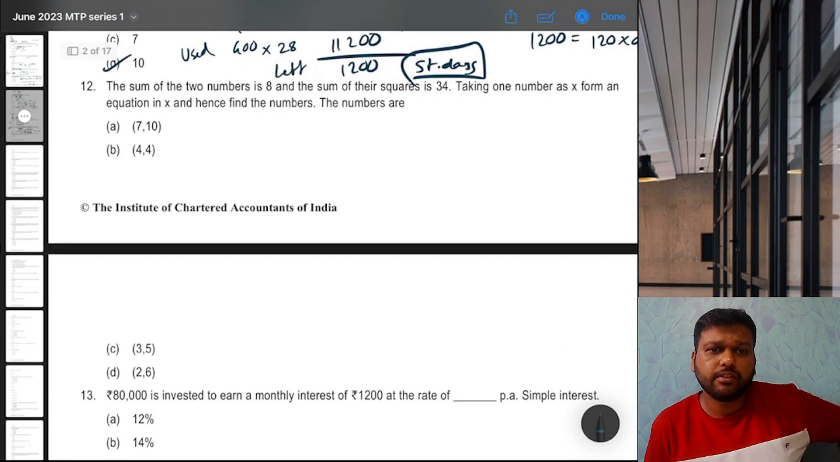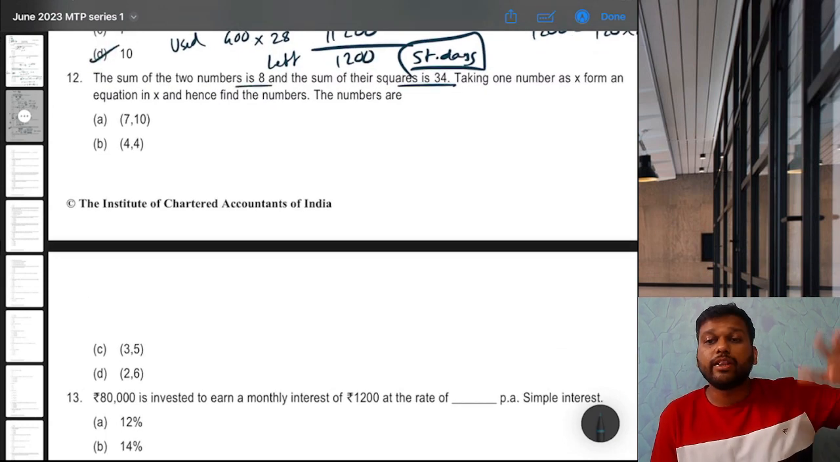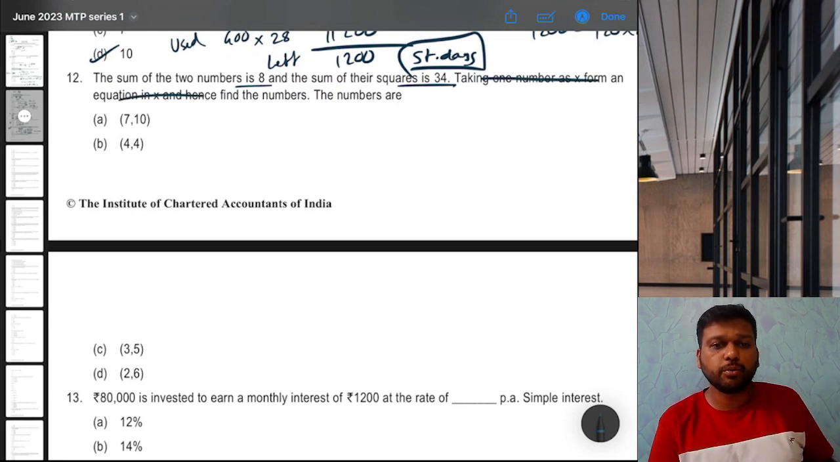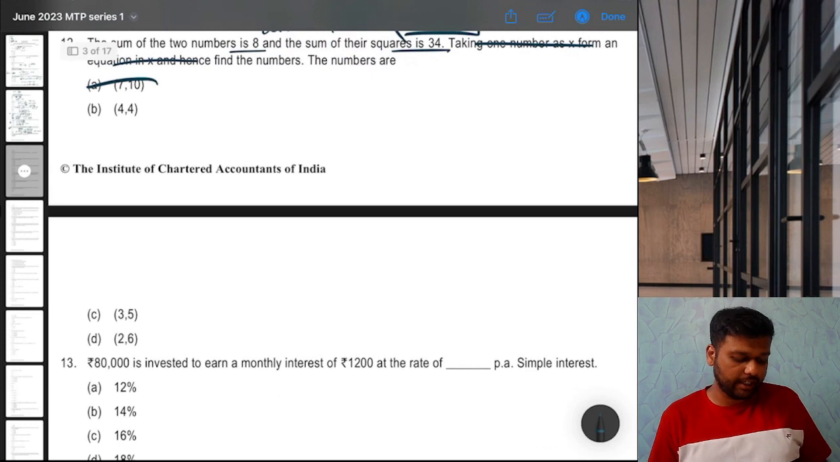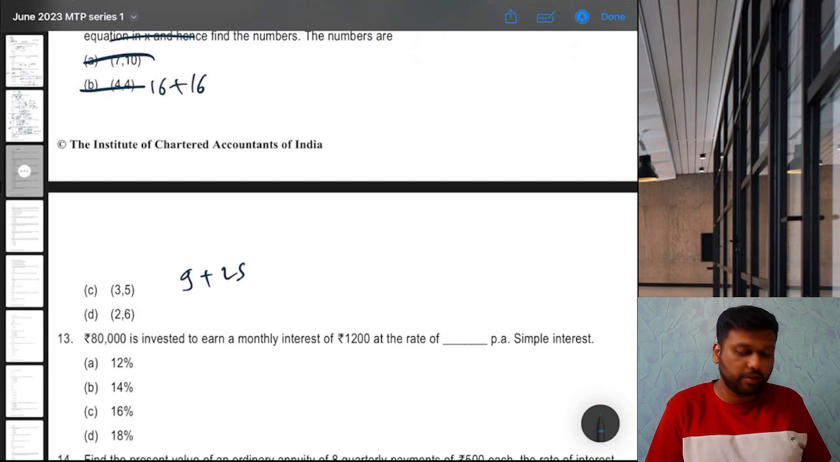12th is a time pass question. Sum of two numbers is 8. Sum of their squares is 34. Taking one number as x, form an equation. We will not do this, we'll go by options. Sum of two numbers is 8, so this is not the correct answer. This one has sum 8, but sum of squares is 16 plus 16, that is not 34, so wrong. 3 plus 5 is 8 and 9 plus 25 is 34. So C is the correct answer.